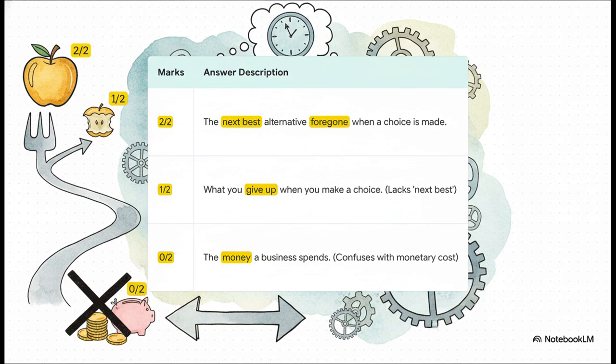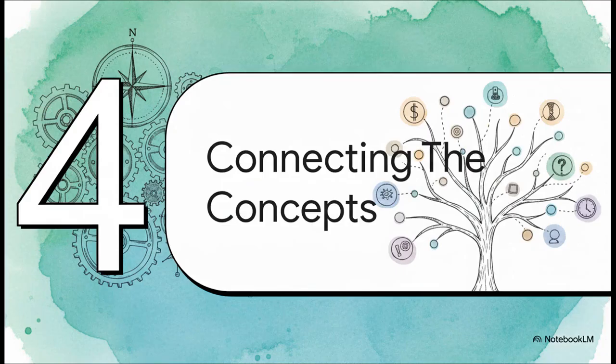Now, a 1-mark answer is usually something a bit vague, like it's what you give up when you make a choice. It's not totally wrong, but it's missing that essential key word, next best. And for 0 marks, that's a classic mistake. A student might write, it's the money a business spends on a project. That's completely confusing opportunity cost with the actual price tag. Right, so that precision is absolutely everything.